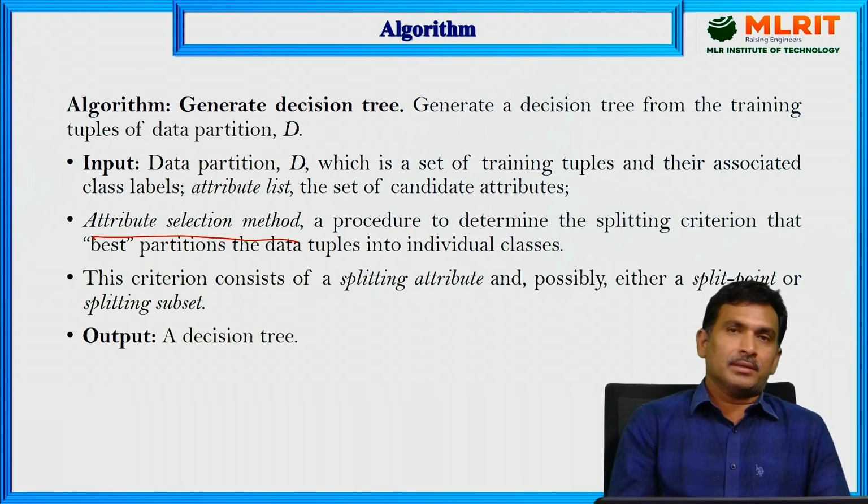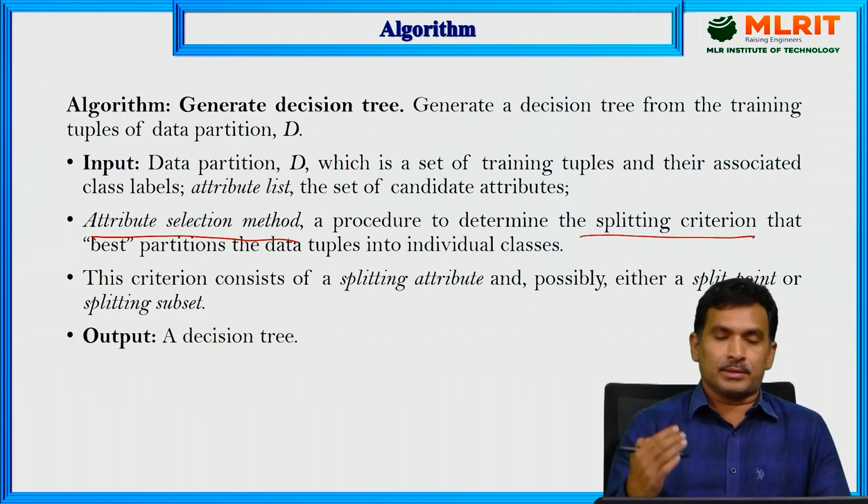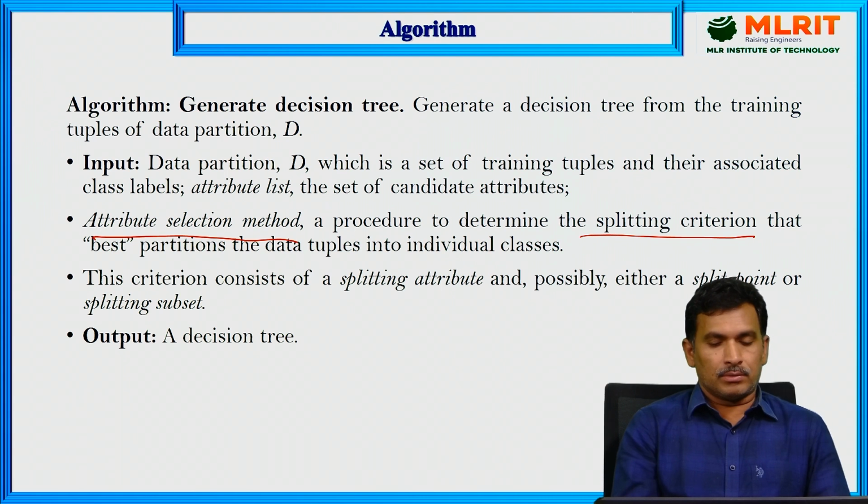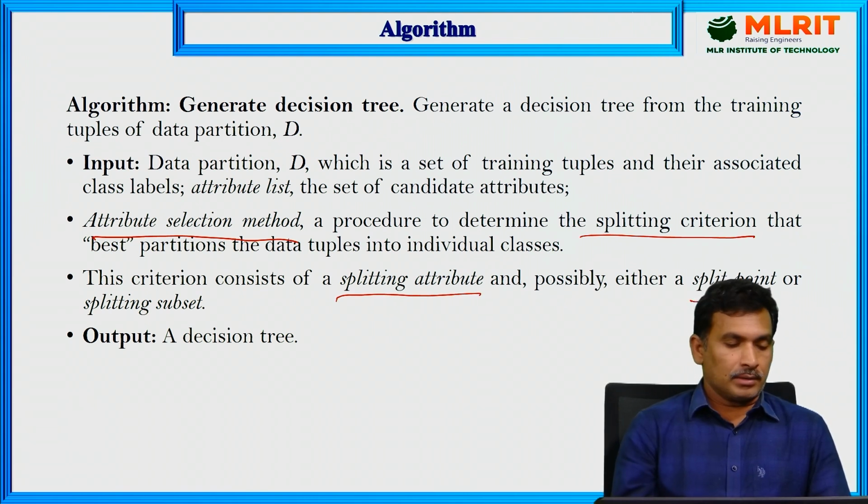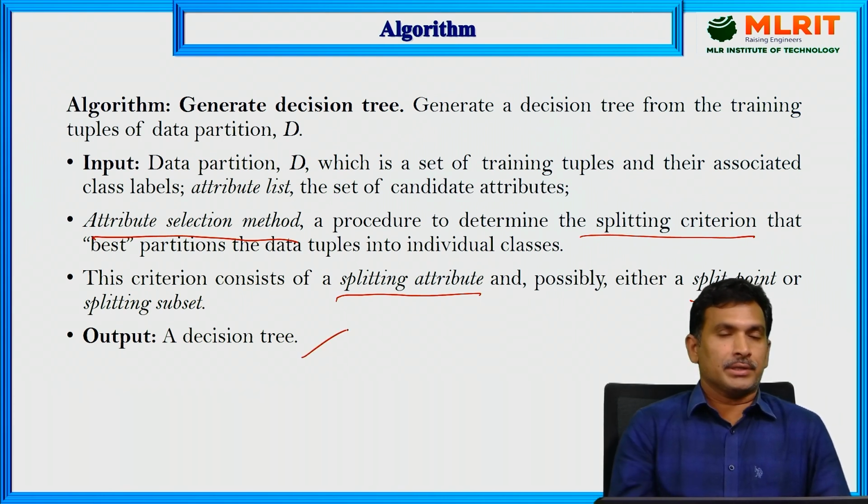It is a procedure to determine the splitting criteria, how we are going to split the attributes, so that it best partitions the data tuples into the individual classes. This criteria consists of a splitting attribute and possibly either a split point or a splitting subset, which would be generated by the attribute selection method. And then the output is the decision tree.